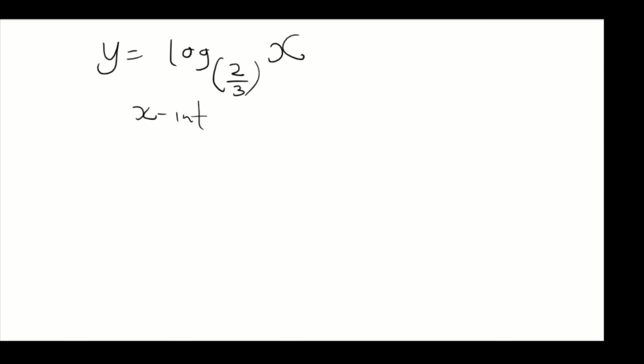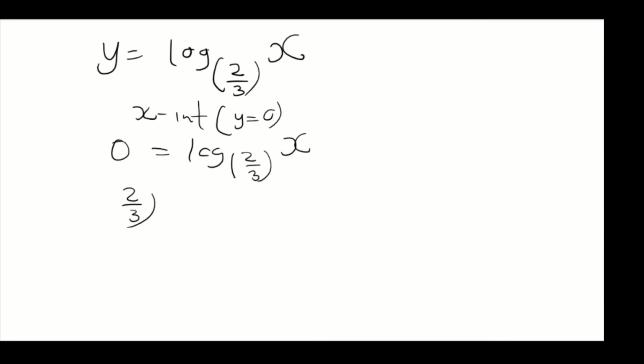So the x intercept is when y = 0, and our y = 0, log base 2/3 of x, so meaning that (2/3)^0 = x. So therefore our x = 1. So when y is 0, x is 1. So this is the first point, the x intercept.